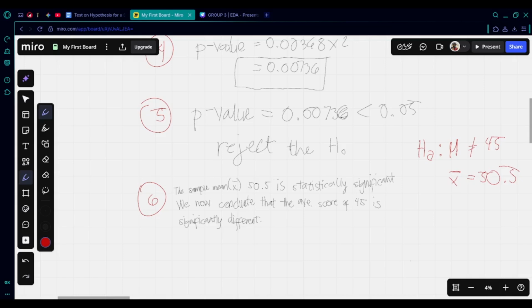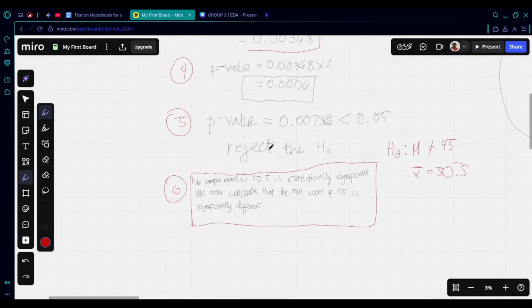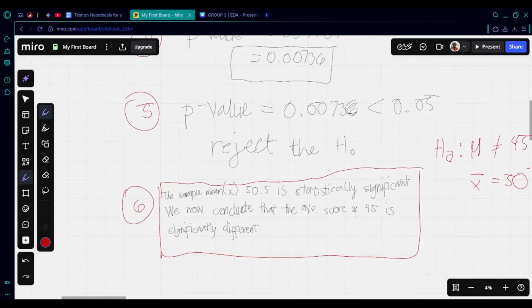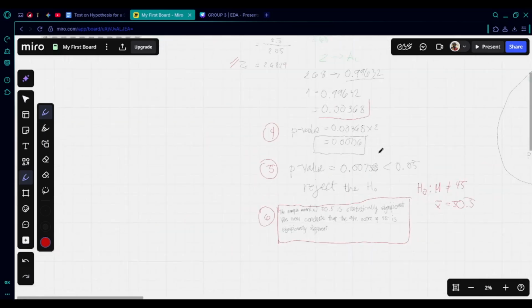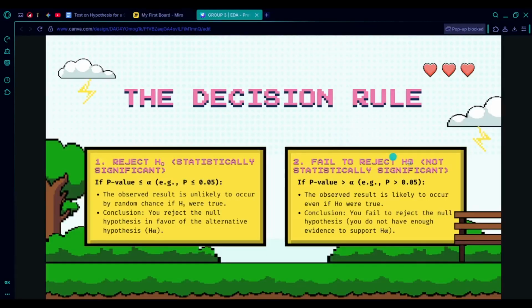So we now conclude that the average score of 45, which is the null hypothesis, is significantly different. So by concluding this statement, we have now answered the problem that I provided. So in this problem, we rejected the null hypothesis. So let us proceed to our second problem.